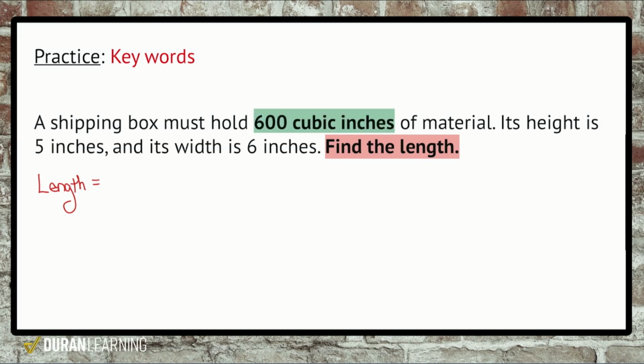My party people, it says the shipping box must hold 600 cubic inches of material. What does cubic inches mean? And I already see some of y'all in the chat box, blasting it away. Yeah, the key there is cubic. Cubic inches. That is a 3-dimensional unit. That's also the same thing as saying 600 inches cubed. When we are talking about a 3-dimensional unit, that is volume all day.